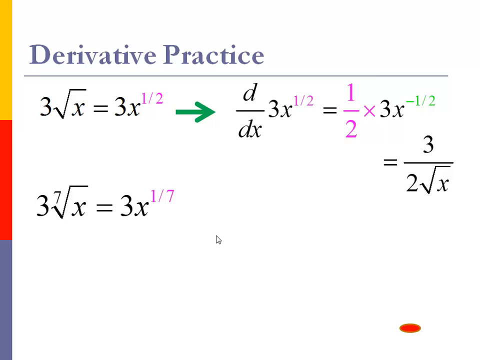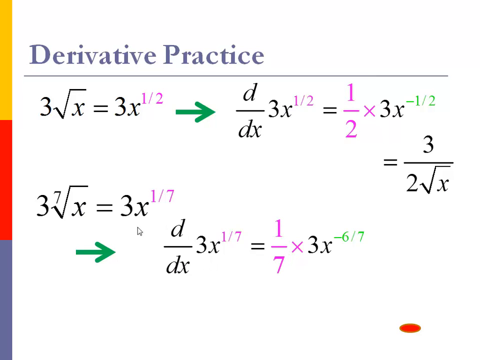Once again, let's convert it into the appropriate fractional power of 1/7. And when we do the derivative, we're still doing the same two steps, that dance over and over again. So we've got the 1/7 in front. We're subtracting 1 from the 1/7, the old power, and we're going to get a new power of negative 6/7. And then cleaning that up.